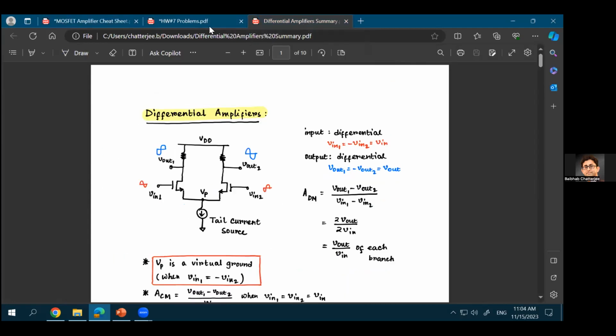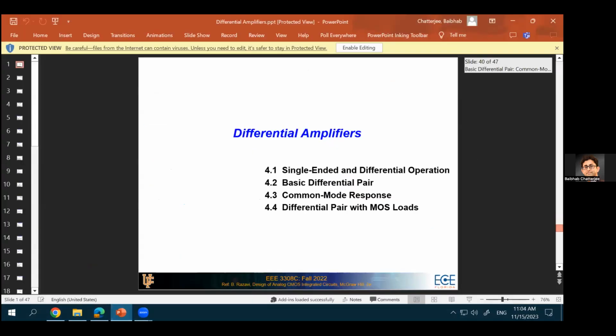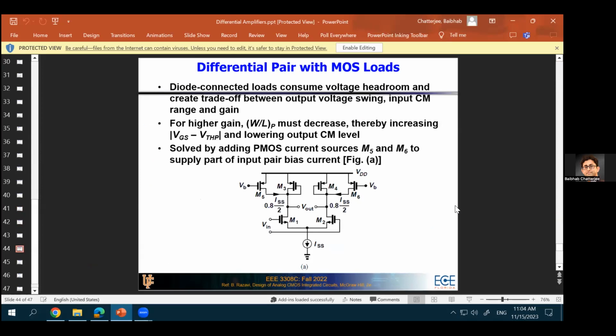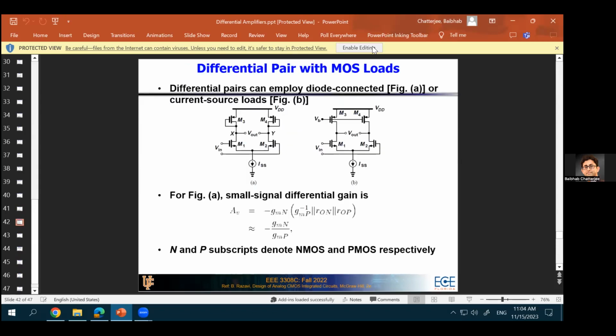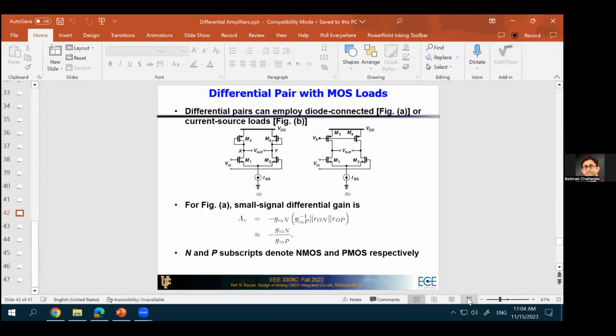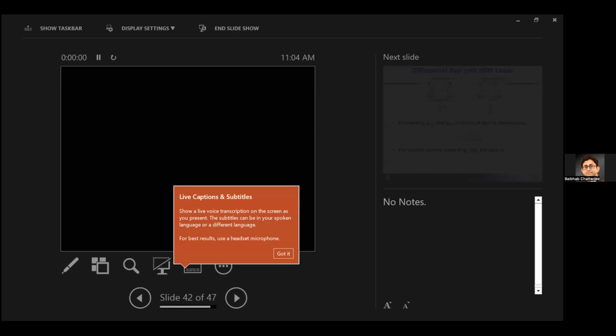Any other questions? If not, let's continue our discussions on differential amplifiers.